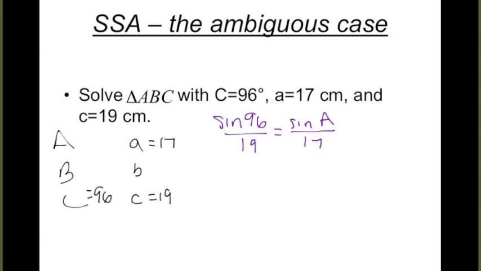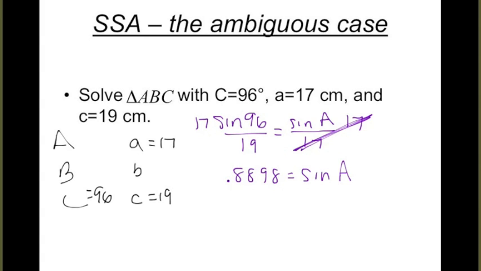When solving for an angle, you could cross multiply, but it is faster to just multiply both sides by that denominator of 17. We can type 17 sine 96 divided by 19 in the calculator. We get about 0.8898. Do not round this decimal very much. Keep it at least 3 or 4 decimal places. If you start to round that off, it will greatly change your answer. A little change in this decimal once we do the second sine on it can really change your answer. So keep that decimal out to at least 3 or 4 places.